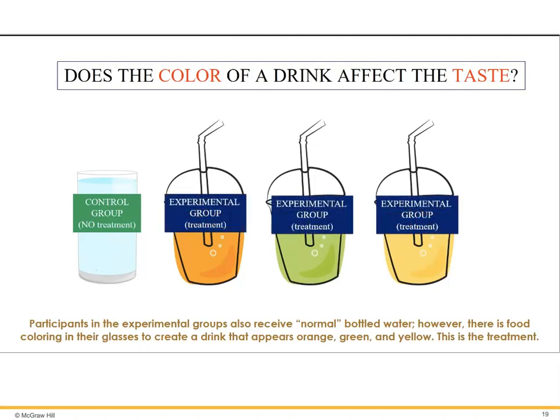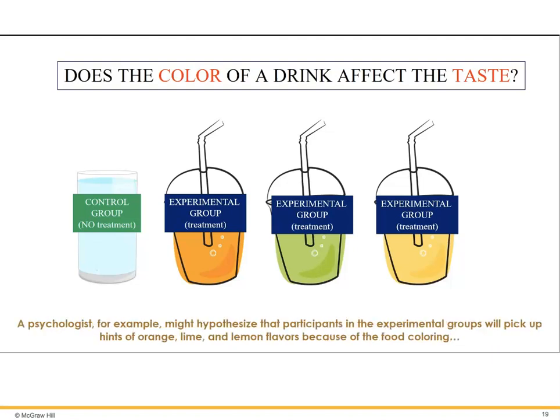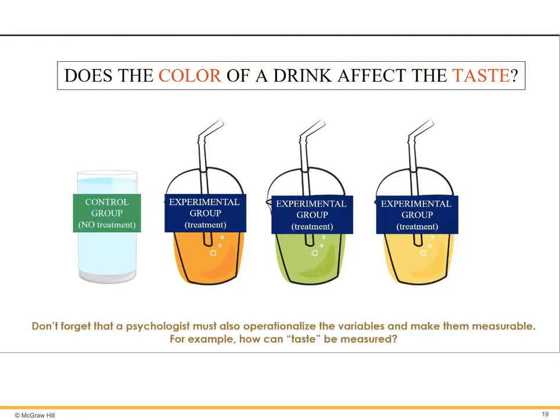However, there is food coloring added to their glasses to create a drink that appears orange, green, and yellow. This is the treatment. A psychologist, for example, might hypothesize that participants in the experimental groups will pick up hints of orange, lime, and lemon flavors because of the food coloring. Don't forget that a psychologist must also operationalize the variables and make them measurable.